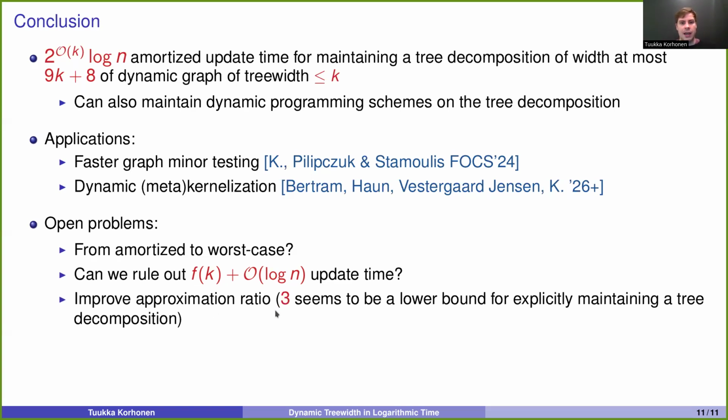It seems that if you want to explicitly maintain a tree decomposition, you cannot do better than 3. I think I sketched the proof of this myself. But yeah, there's still some gap between 3 and 9. So that's all. Thanks.